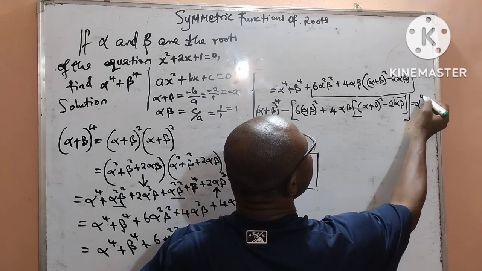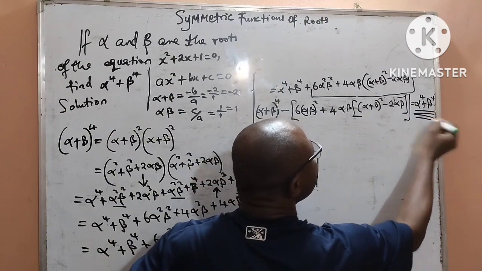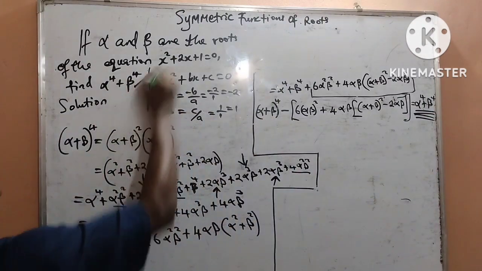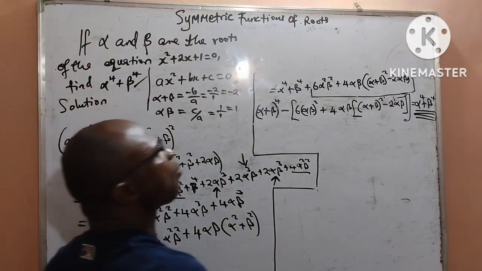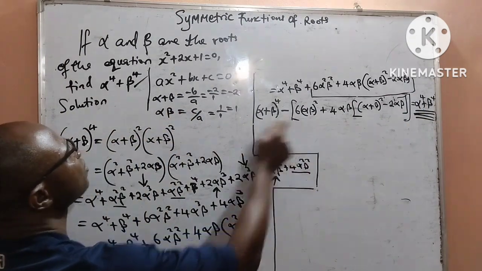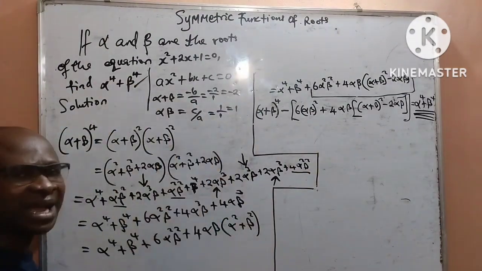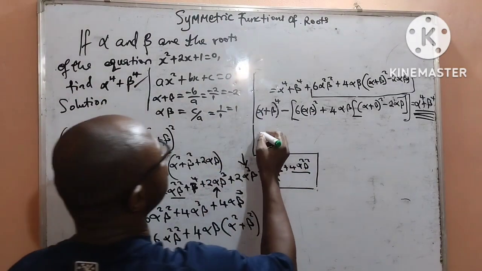It is this that I am asked to find. So that is now what is left by the right hand side. Meaning, if I replace the values of sum of roots and product of roots by the left, I will get the exact answer. We now continue.